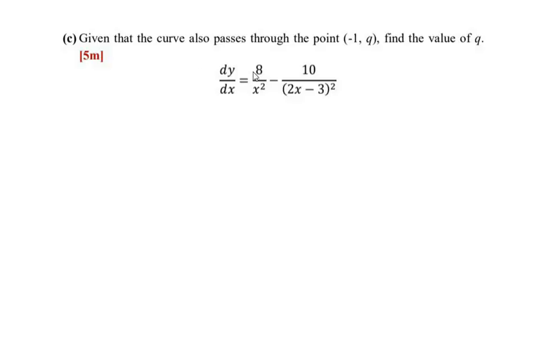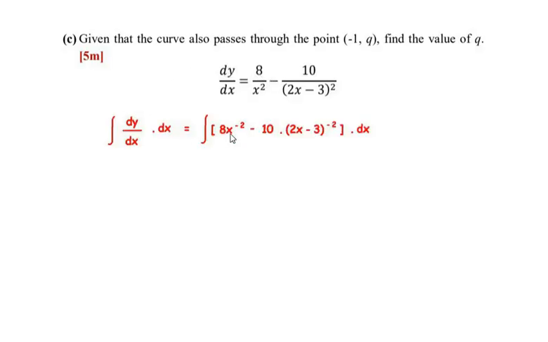So for that we have to integrate both the sides of this given equation. So here, integrating both the sides with respect to x, we get integration of dy by dx times dx is equal to, now here I have taken the denominators to the numerators, giving us integration of 8x to the power of negative 2 minus 10 times 2x minus 3 to the power of negative 2 dx. Now here, the integration of dy by dx times dx gives us y.